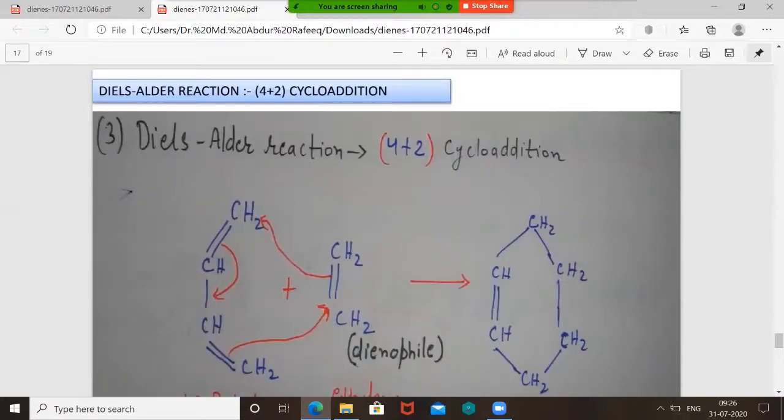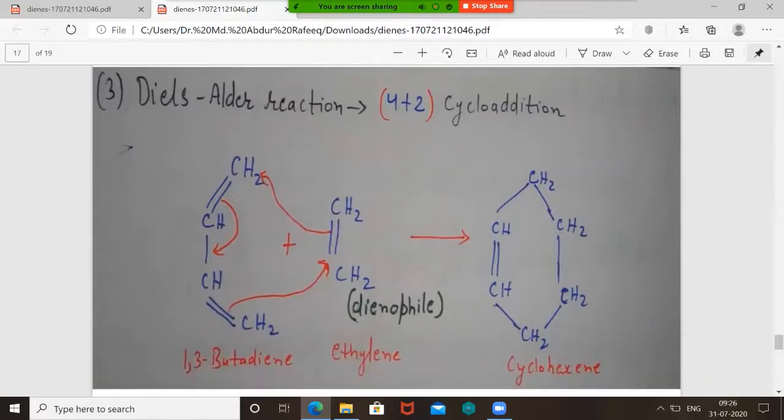This is an important reaction of 1,3-butadiene, the Diels-Alder reaction. Diels-Alder reaction is the addition of a diene to a dienophile, that means ethylene. This is the dienophile, this is the diene. 1,3-butadiene adds to ethylene. You see here bonds are added. This bond goes this side and this bond comes here. Cyclization takes place and we get cyclohexane. This reaction is known as the Diels-Alder reaction. It is a very important reaction.